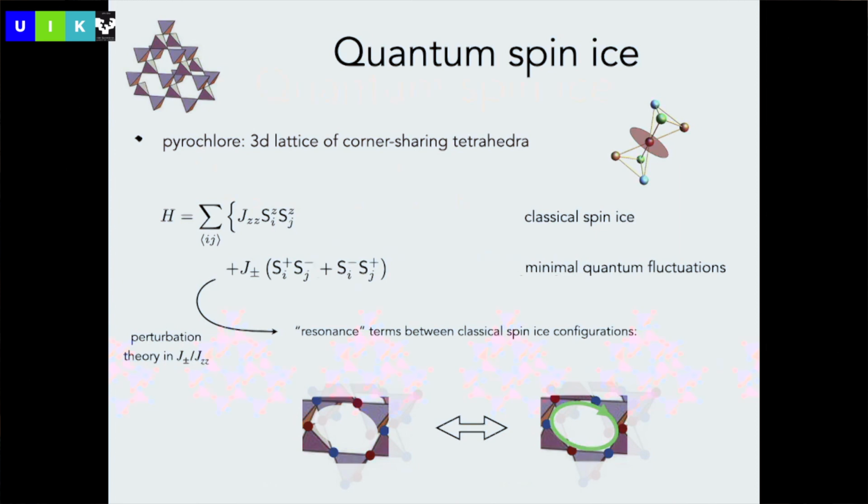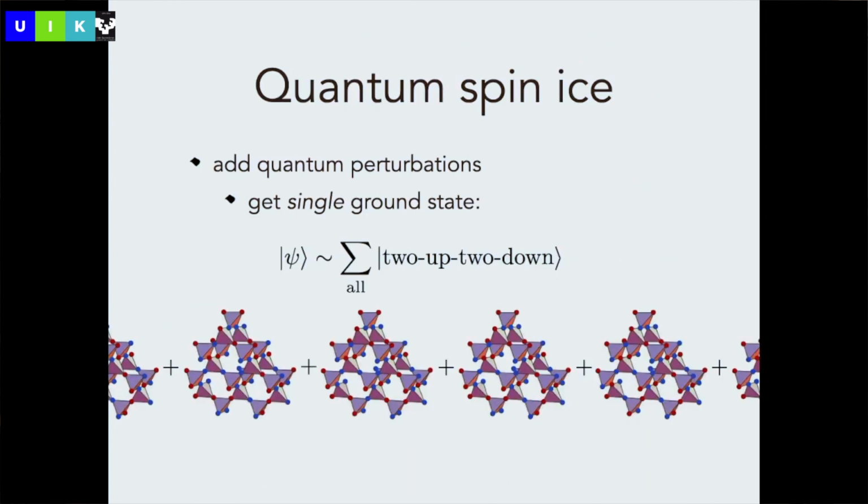So if you add the quantum perturbations, the transverse term, you end up with a single ground state instead of the massively degenerate manifold. You have a single ground state, which is essentially the sum of all the 2 up, 2 down possible configurations on your lattice. Okay, so here is what I've drawn, if I haven't made any mistakes: each of these tetrahedra has 2 blue and 2 red spins.